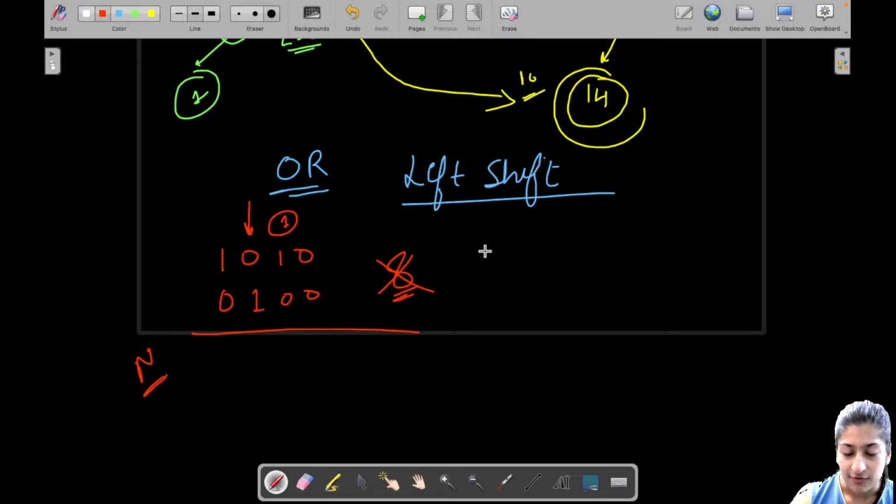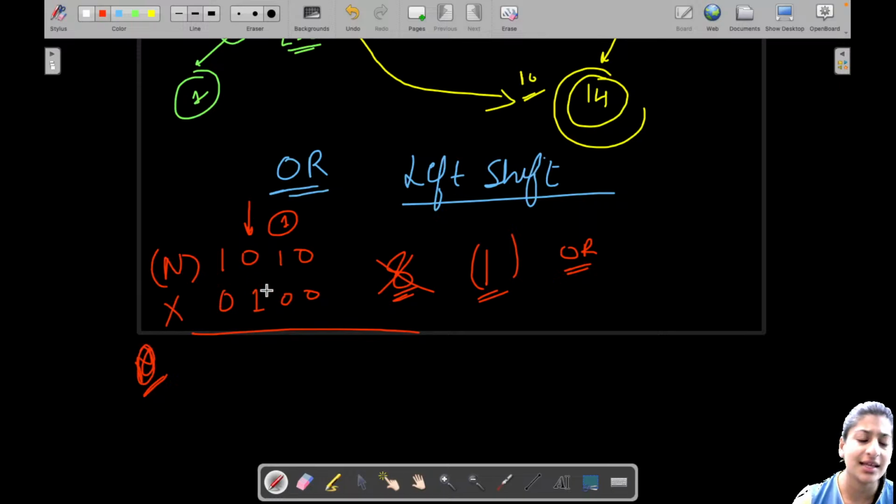So let's see if I use bitwise OR, the OR operation. If I do bitwise OR of n, this is your n, with some number x, let's say, which has 1 at the kth index, then what am I going to get? The final resultant will be the bitwise OR. So what is the property of OR?